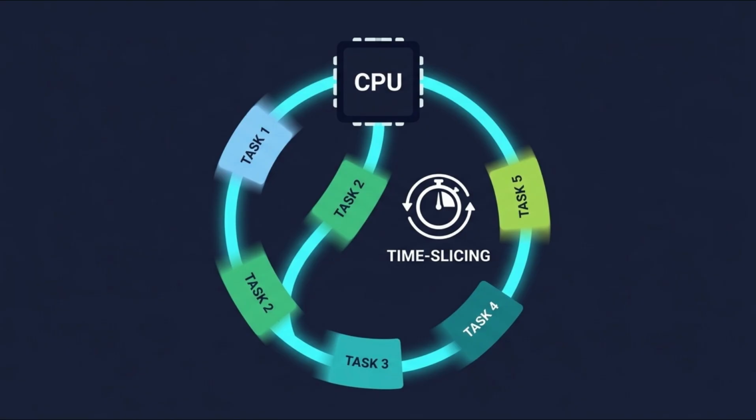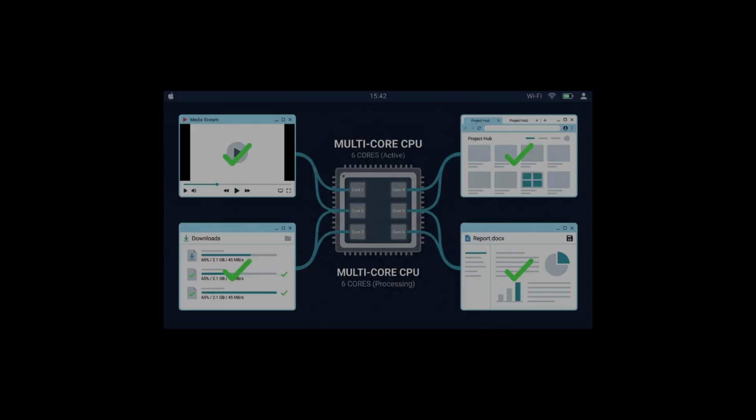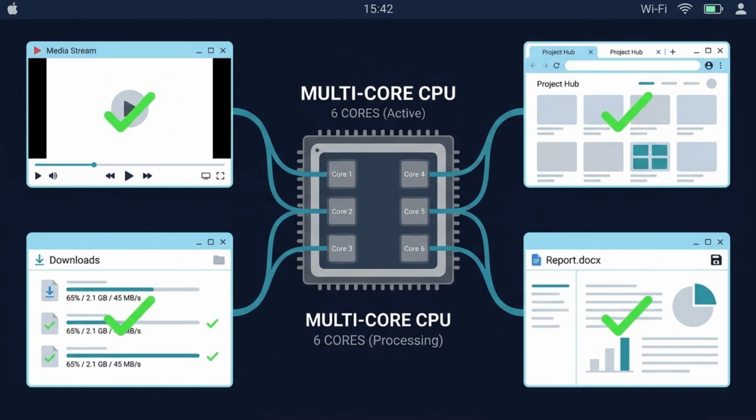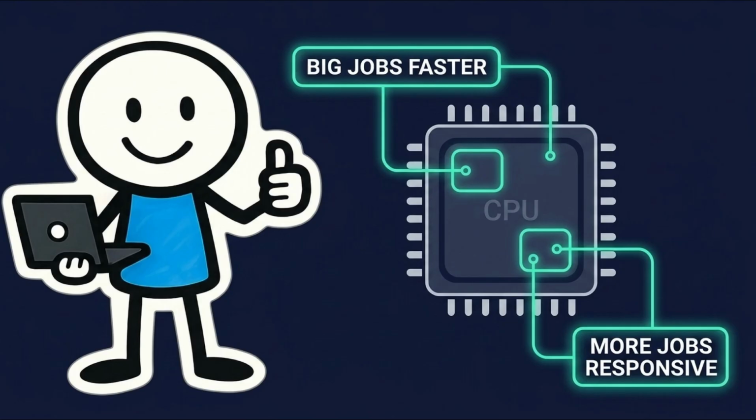A single-core CPU can technically multitask by switching between tasks very quickly. But a multi-core CPU can multitask much better because it has more places to put the work. That is why your computer feels smoother when it has enough cores for what you are doing. Parallel processing helps big jobs finish faster. Multitasking helps many jobs stay responsive. A fast computer needs both.